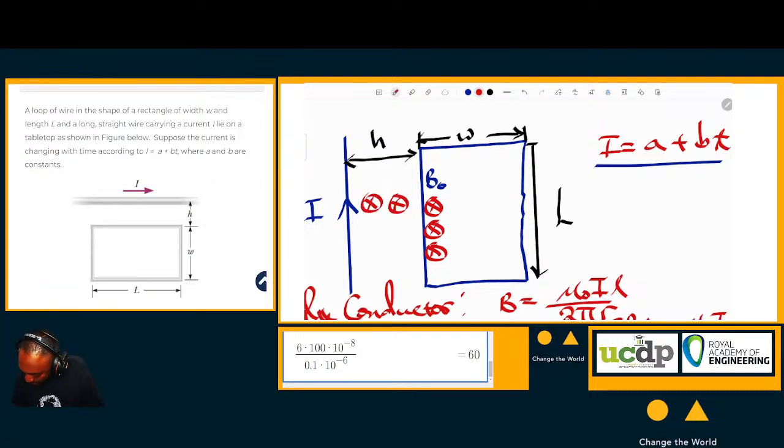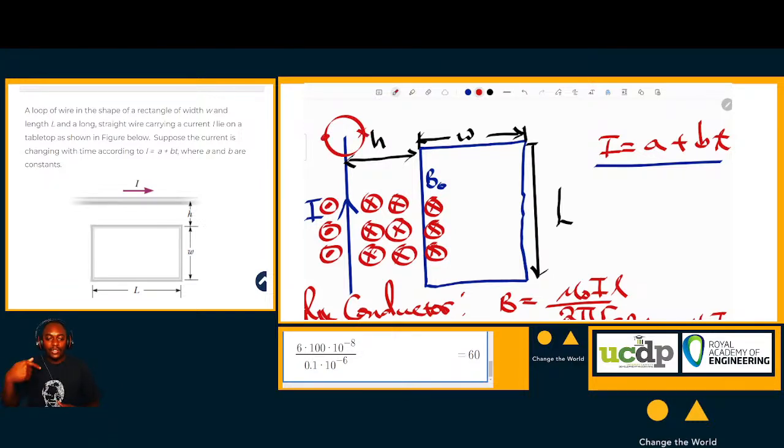We did agree that it's going to be like this, right? Yes, it is going to be like this. Everywhere on the right side, it will be into the page. Of course, sir, I understand. On the left side of the conductor, because remember it's a circle, it moves like this: out, into, out, into, out. So that's how it is.